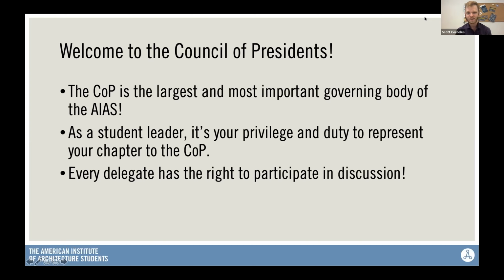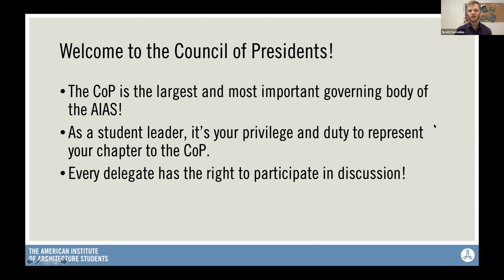So every delegate has the right to participate in discussion, and that includes delegates of chapters that are not in good standing. I'm sure that you are fairly familiar with the rules of good standing at this point, but if you're not in good standing, you cannot vote in motions, but you are allowed to participate in discussion because we want to hear what you have to say.